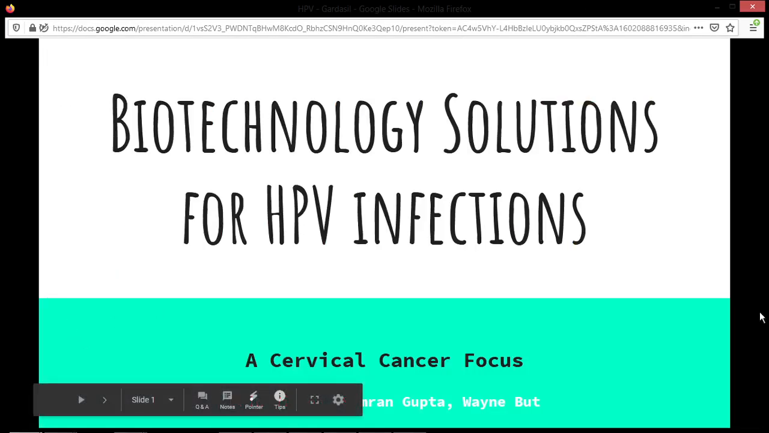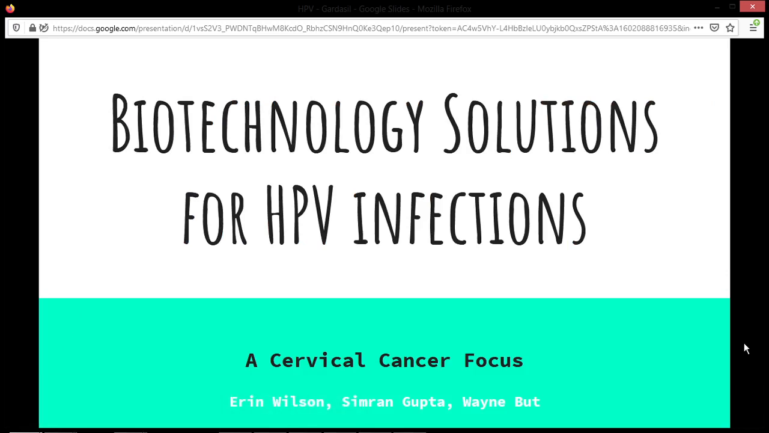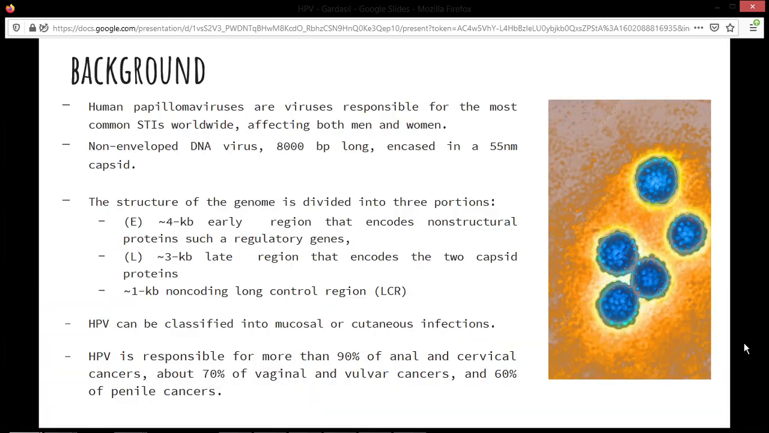Hello everyone, our topic for today is human papillomavirus. Our biotechnology solution will be based on a cervical cancer focus. Human papillomaviruses are responsible for the most common STIs worldwide, affecting both men and women.